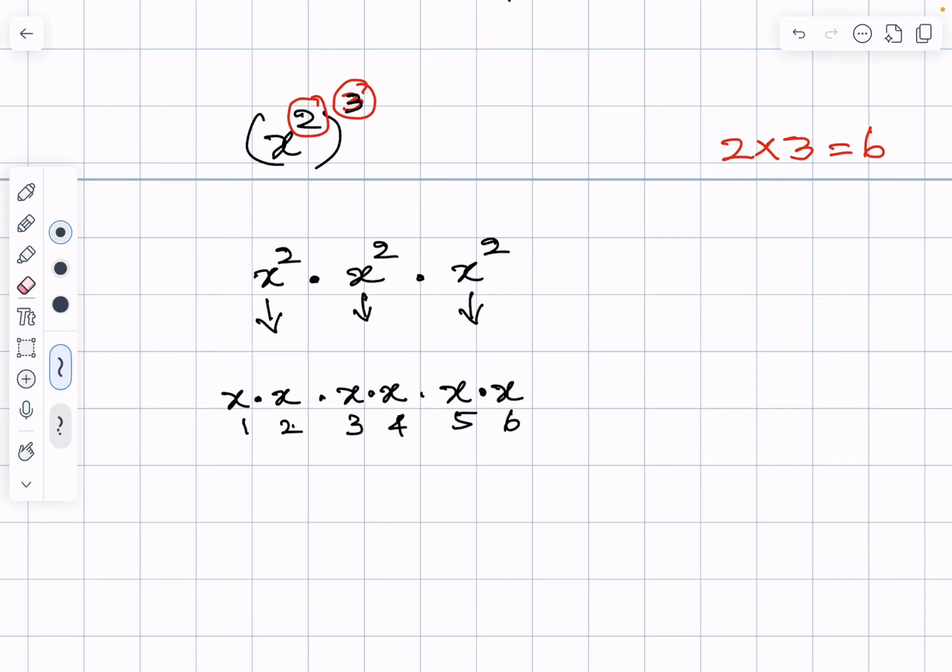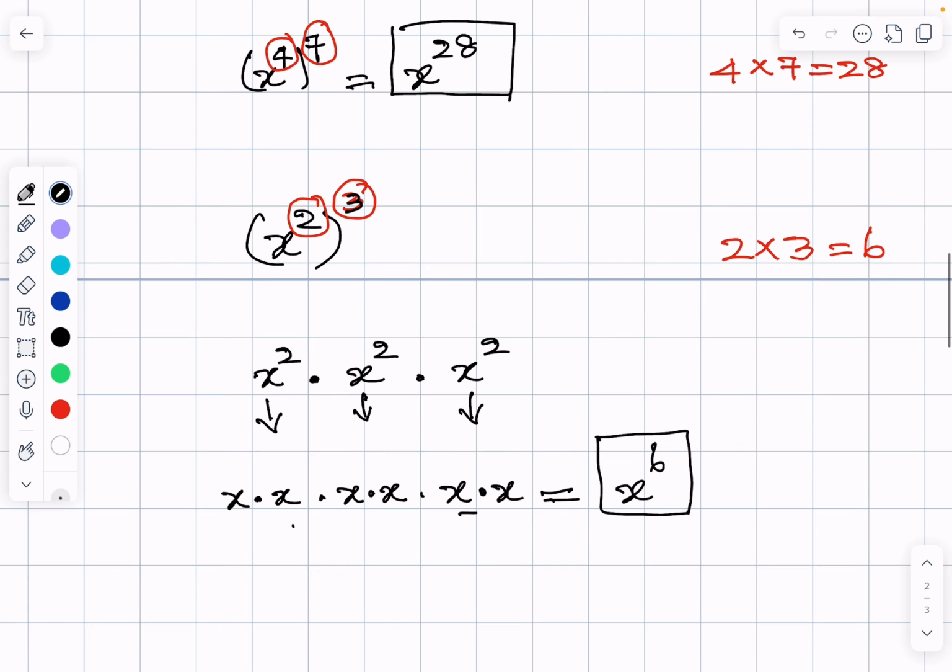So how many x's are there? That is 6 x's. It is x to the 6th power. That is how we got x to the 6th power.